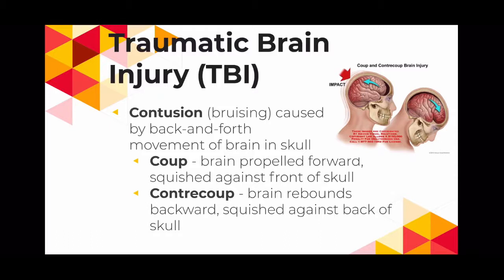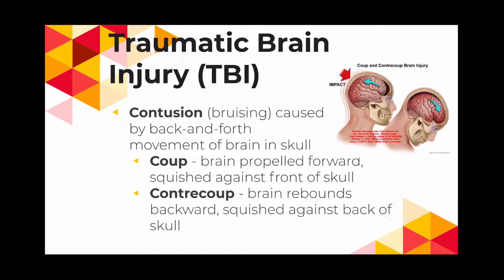The head then is going to rebound backwards, causing the brain to be propelled backward in the skull, squishing itself against the back of the skull, and this is called a contre-coup. So a coup is the brain being propelled forward and squishing against the front of the skull, so you can think of it as damage to the brain due to the front of the brain hitting the skull, and contre-coup is the opposite, well, kind of the same thing, but in the back of the skull.